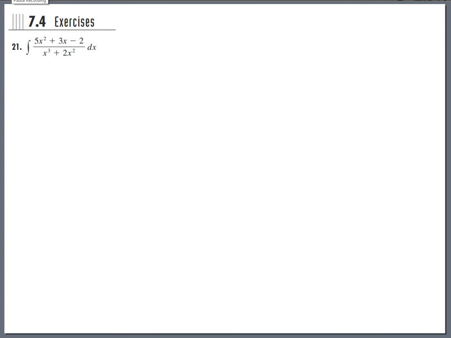Okay, so this is number 21 from 7.4. And I'm going to mostly focus on the partial fractions process and not the integration at the end, because I think the partial fractions is the challenge on these problems. So you've got the original, and your first step, of course, is to factor the denominator and then set up the partial fractions, the beginnings.